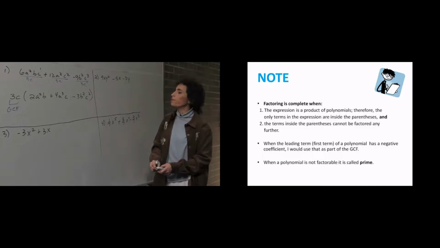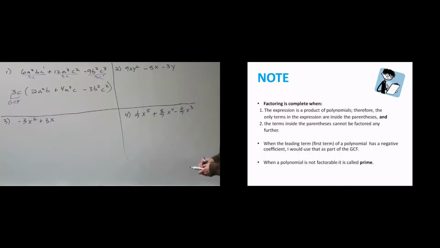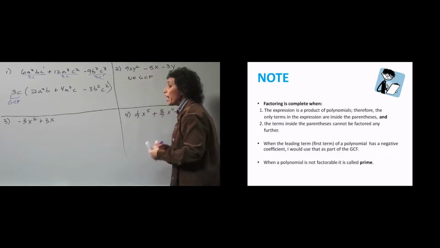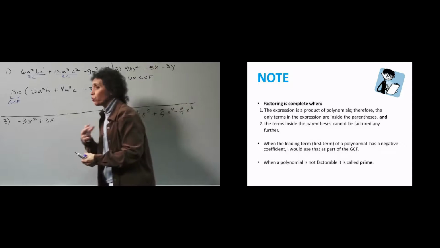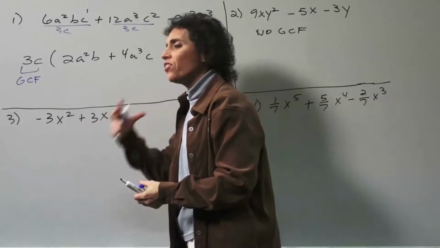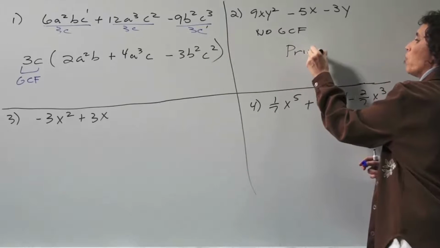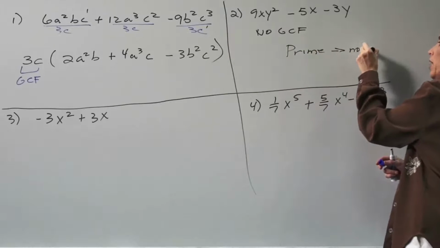Let's do number two. Okay, I have a 3. Well, 3 doesn't go into 5, so that's no good. I have X, he doesn't have an X. Y, he doesn't have a Y. So this is no GCF. So for now, the only way we know how to factor is through this GCF method. This is not factorable. When something is not factorable, it is called prime, because it is not factorable.